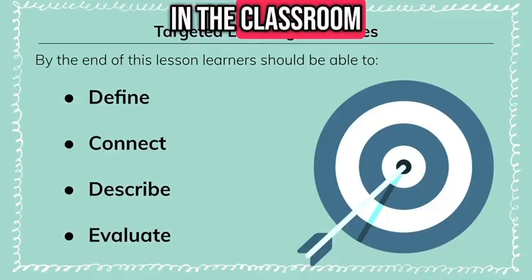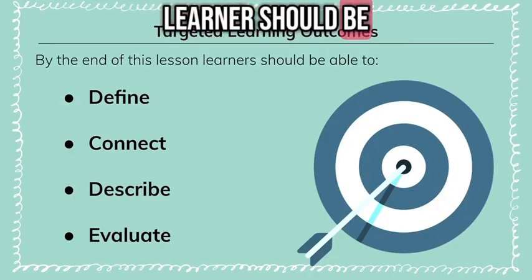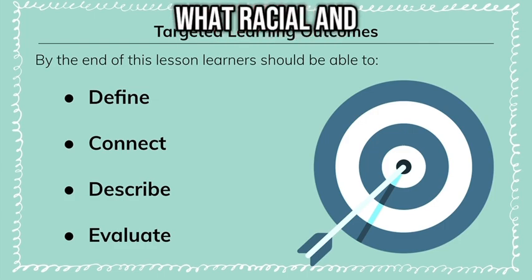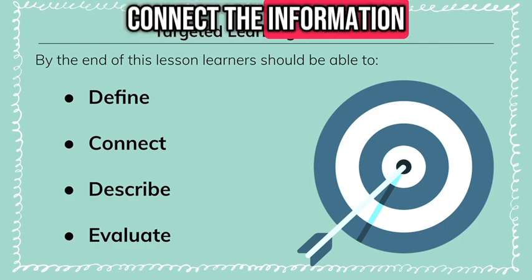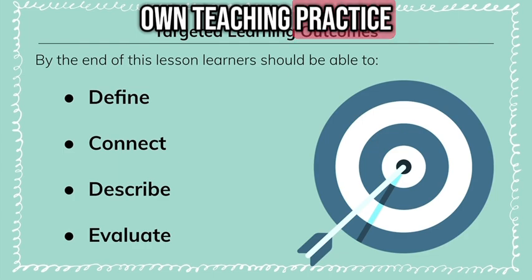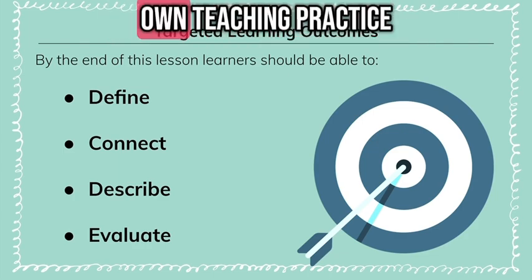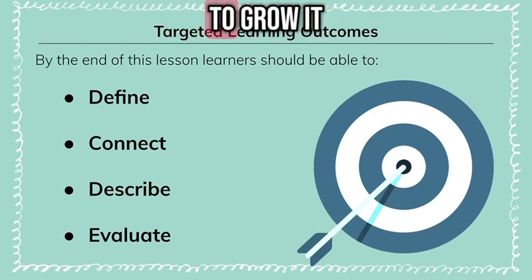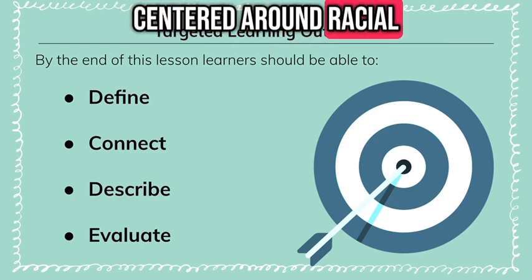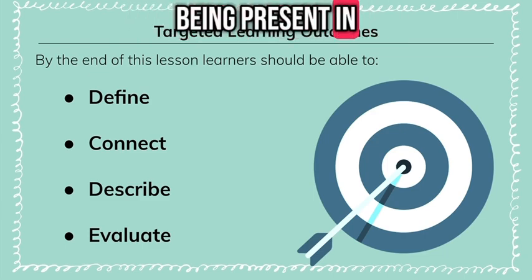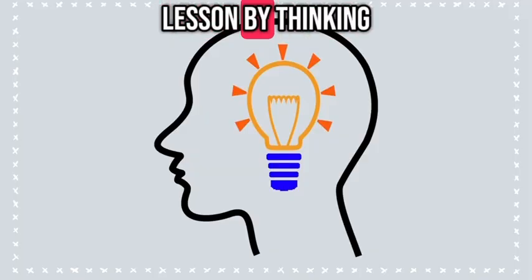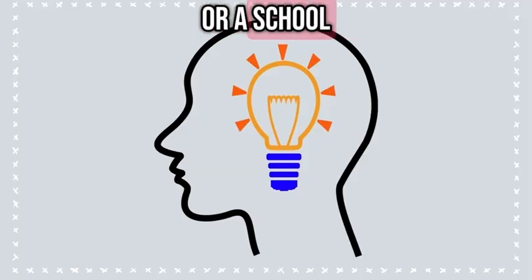in the classroom. By the end of this lesson, learners should be able to define what racial and social justice mean, connect the information gained to their own teaching practice, describe 3 racial and social justice strategies, and evaluate their own teaching practice and understand how to grow it to be more centered around racial and social justice being present in the classroom.